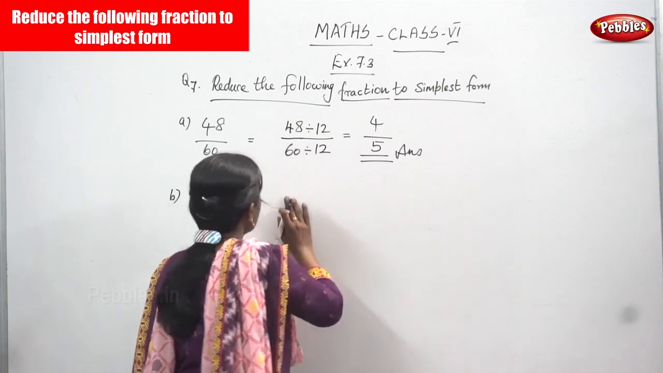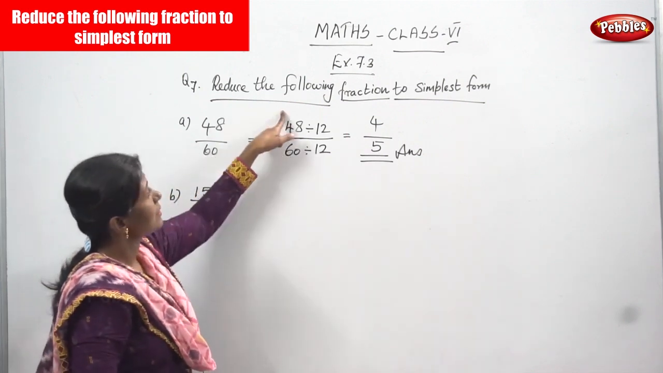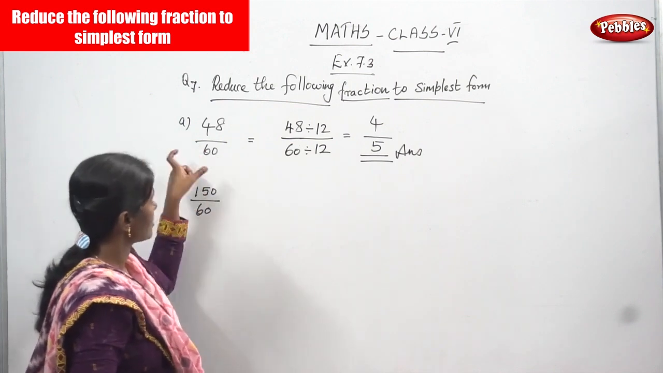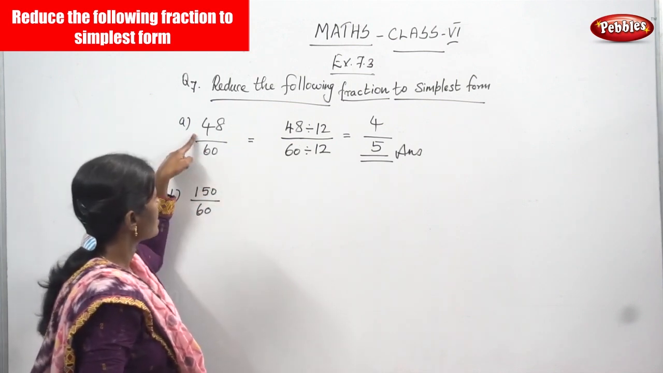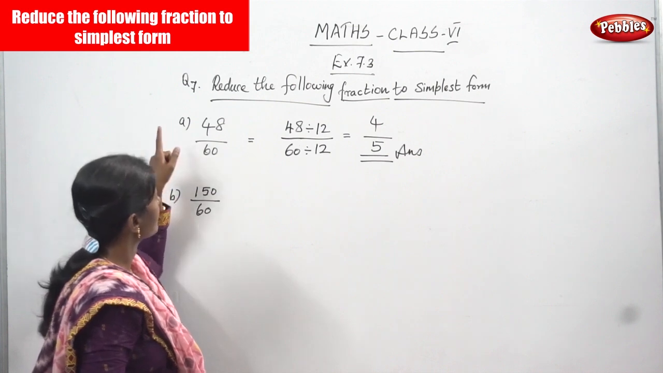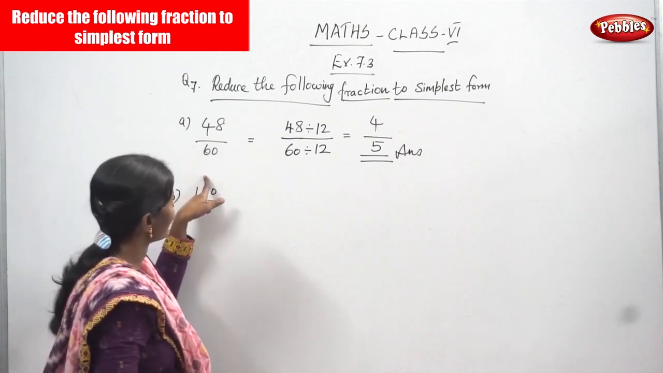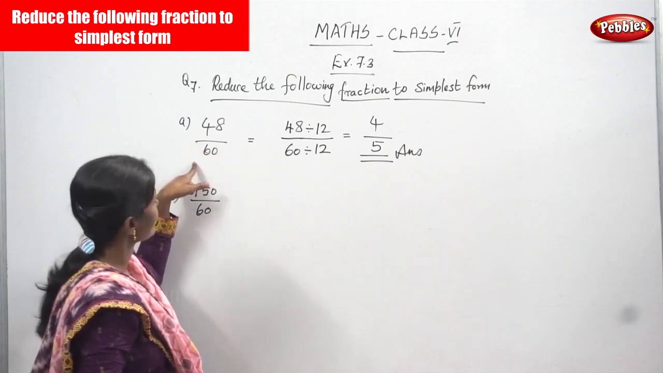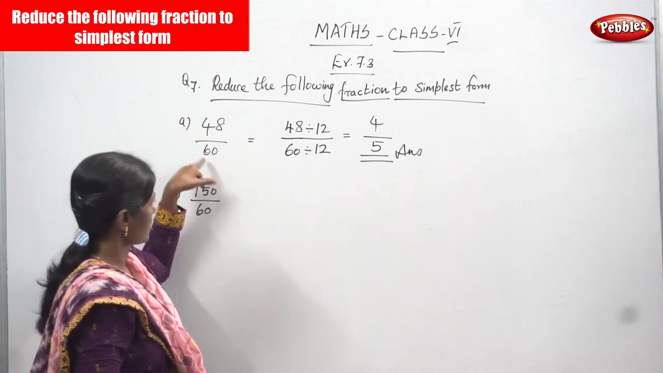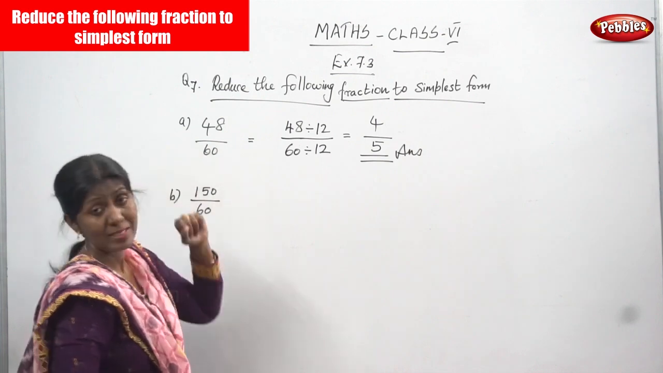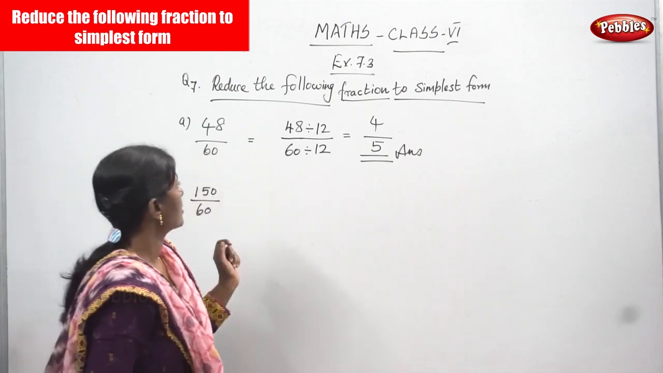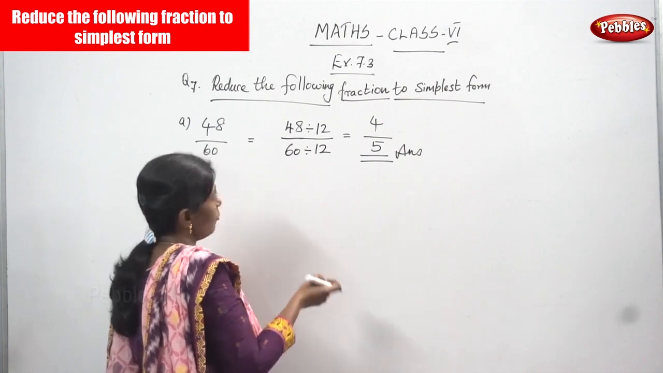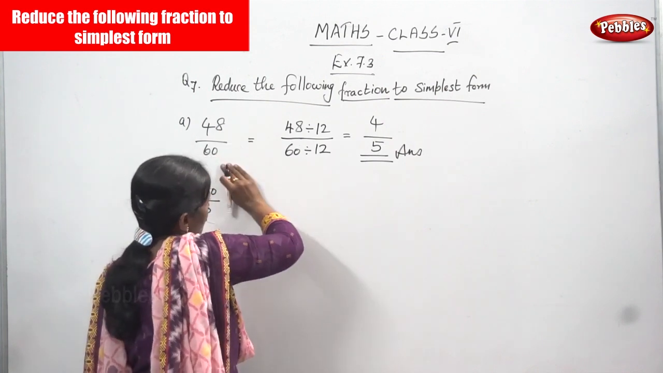I'll repeat the same question once again. Reduce the following fraction to its simplest form. This is the fraction. The numerator is 48 and the denominator is 60. So we have two numbers, 48 divided by 60, it is a fraction. This fraction should be reduced to its simplest form. It means you have to reduce this fraction.